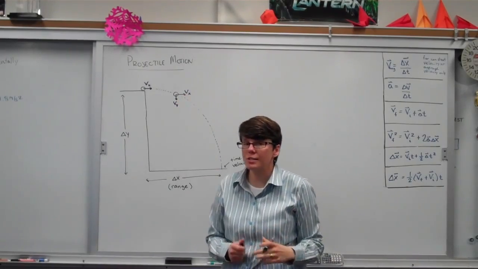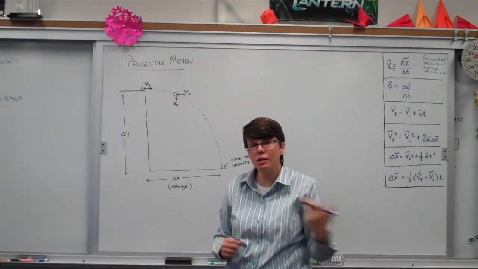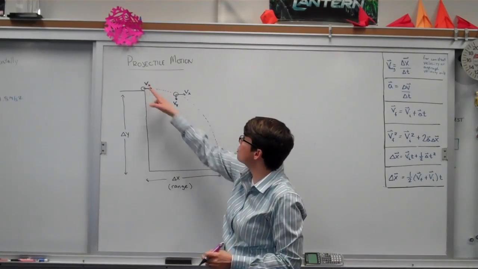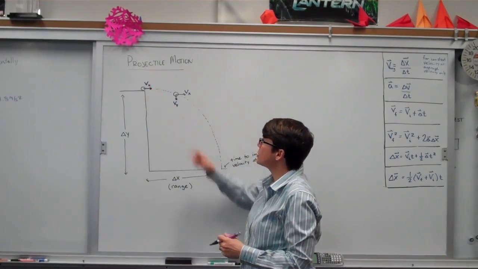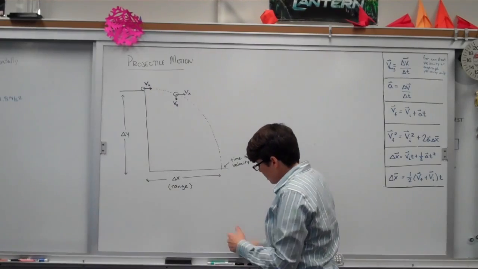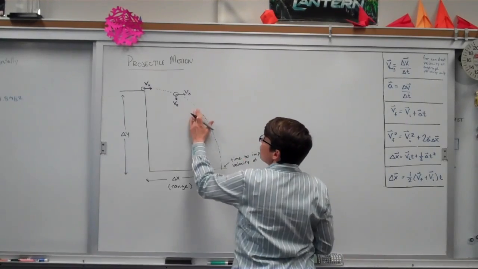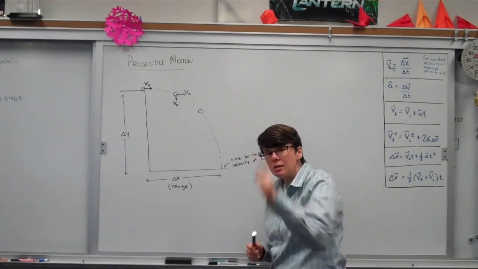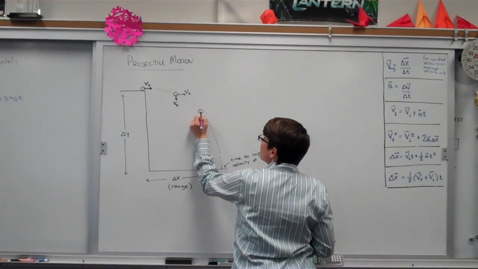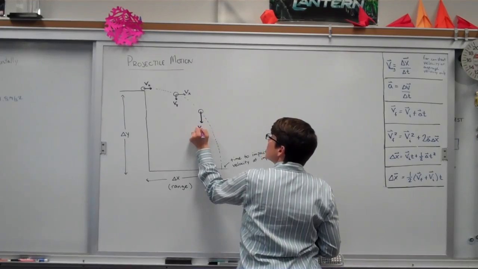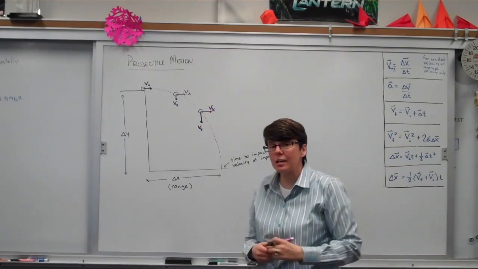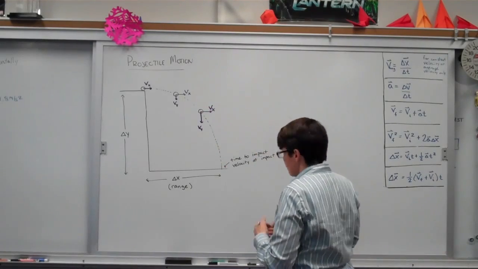The horizontal velocity, however, is going to remain constant. There's nothing accelerating the object horizontally. So Vx initially is the same as Vx a few moments later. Let's go through a few more iterations. It's going to fall a little further, continue accelerating downward, and maintain a constant horizontal velocity.